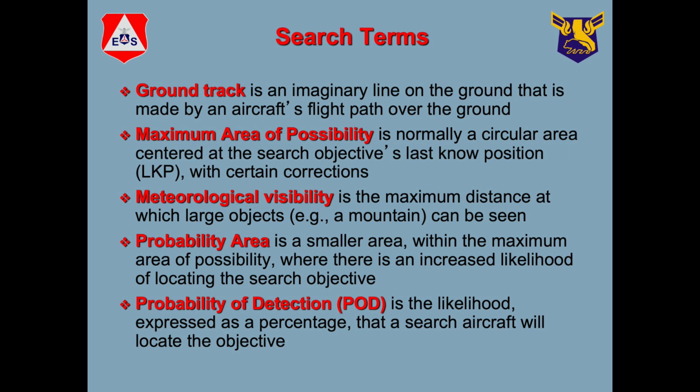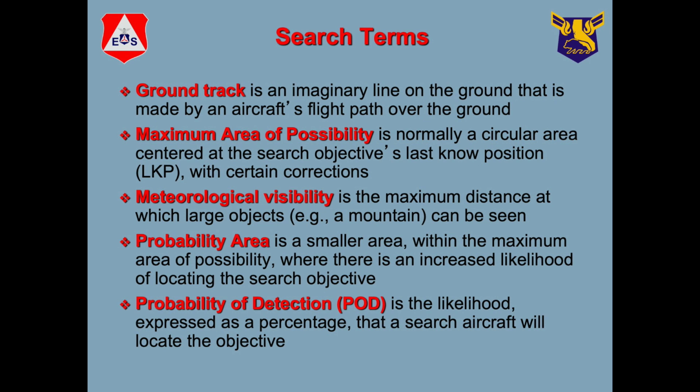Meteorological visibility is basically the maximum distance at which you can see a large object, such as a big building, a mountain, or a large tower. It's not limited by your visual acuity. It's limited by the meteorological conditions, whether you've got haze, fog, dust, or sand in the air. Next up is the probability area.